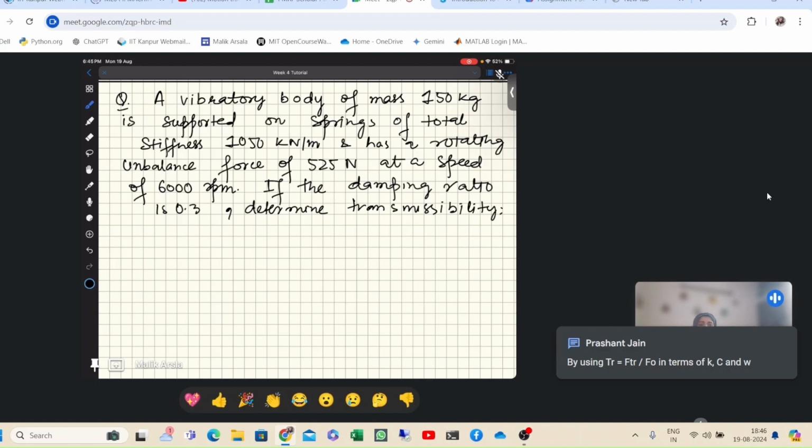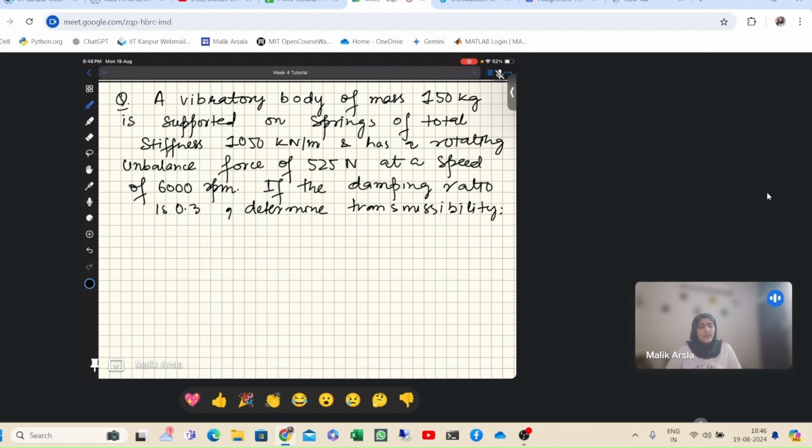Yeah, by using TR equal to this, you can do it that way also, Prashant, but you ultimately know the formula for transmissibility, right? Even in motion transmissibility and force transmissibility, the end formula is the same. So if you write it down in terms of zeta and r, zeta you have already been given and r you can simply find. So maybe you can try it in your own way. Okay, I'll give you 5 minutes. You try it in your way and tell me if you're getting the same answer, like as I have calculated.